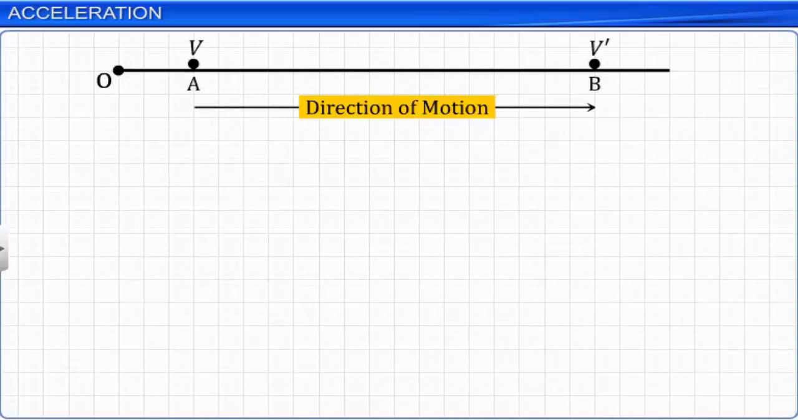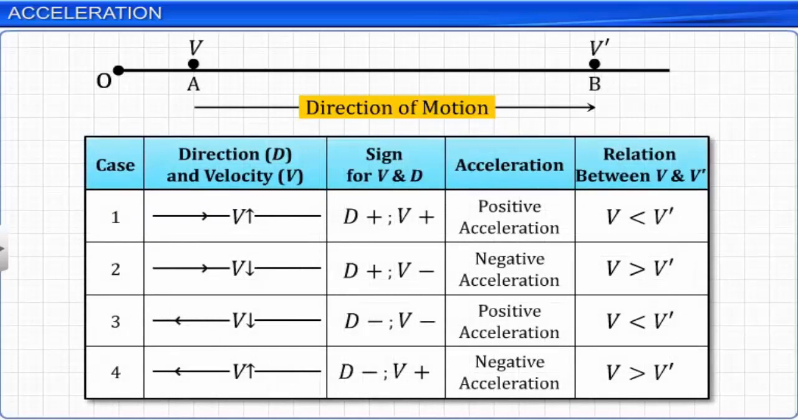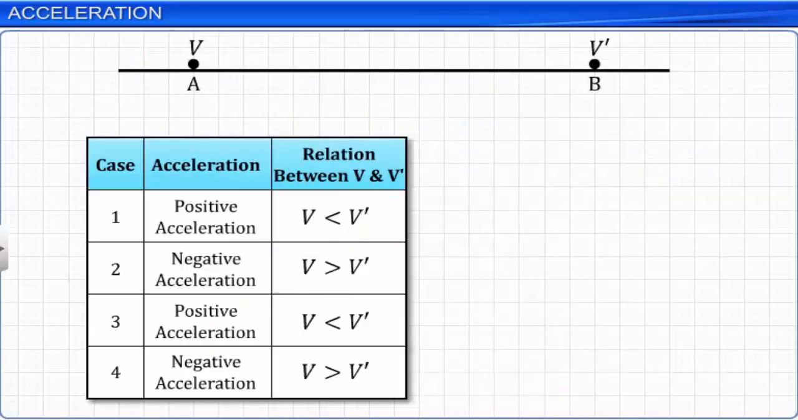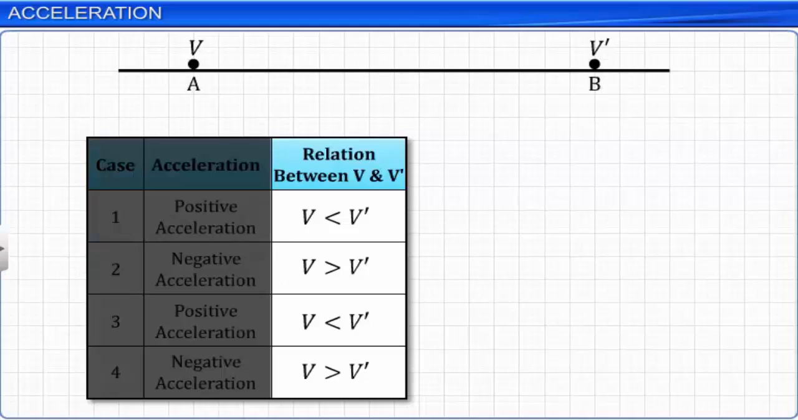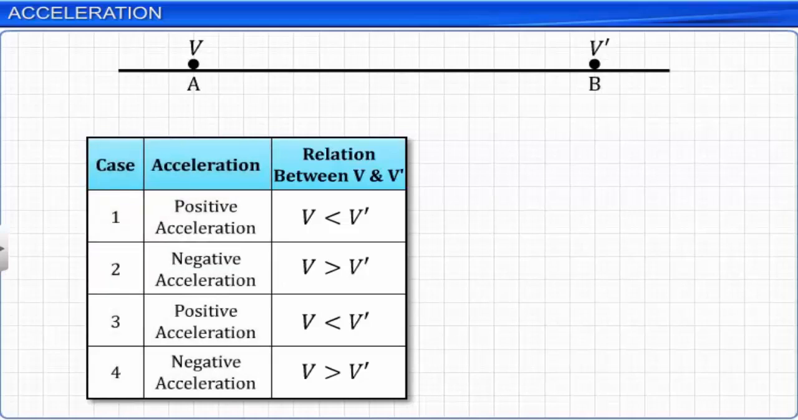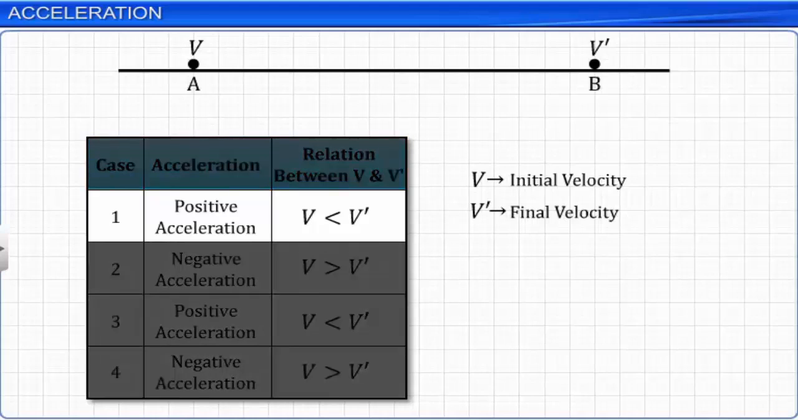If the origin and direction of motion are discarded, we are left with the type of acceleration and the relation between the velocities at 2 points. If v and v' are taken as the initial and final velocities in any given problem, then if v is less than v', acceleration is positive, else negative.